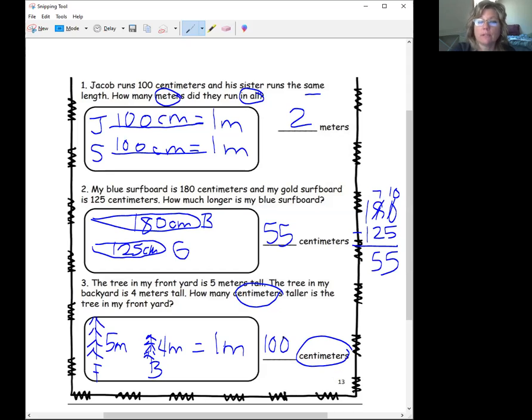And that concludes our lesson today on answering word problems with metric measurement. Remember, whenever you answer a word problem, you read it, you reread it, you visualize what's happening, you draw, you label, and you write your answer.